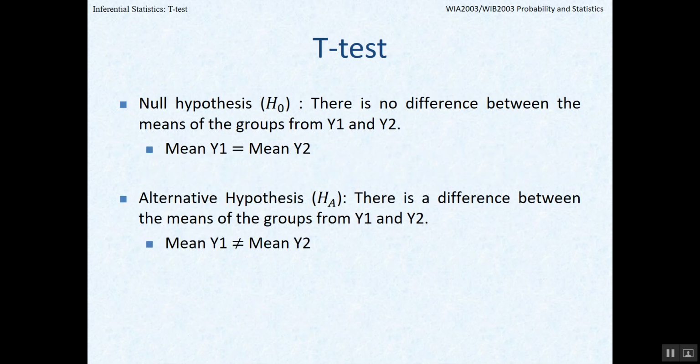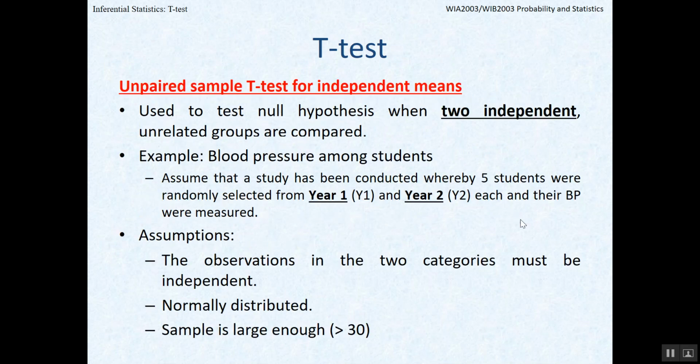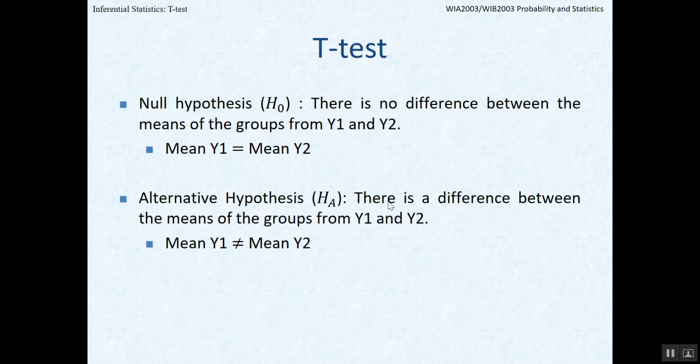Okay, so one example here. For example, say a null hypothesis says there is no difference between the means of the groups y1 and y2. Maybe I skipped what y1 and y2 are. Assume that a study has been conducted whereby 5 students were randomly selected from year 1 and year 2 each, and their blood pressure was measured. So 5 students in each group, different groups of people. You want to see whether there's a difference between the means of the groups y1 and y2.